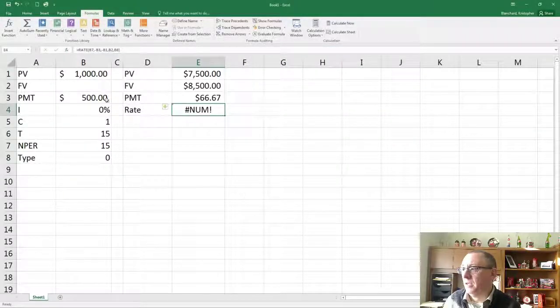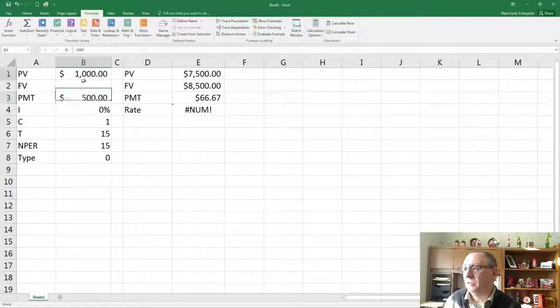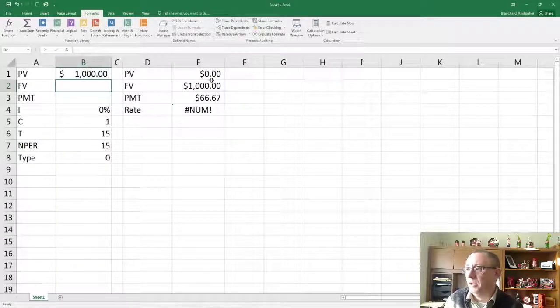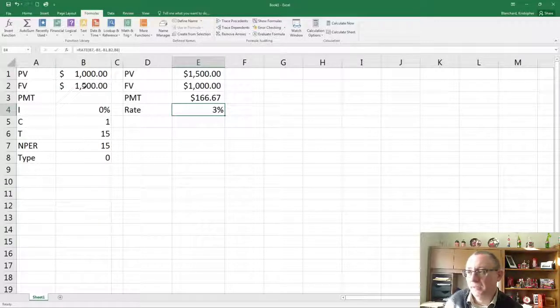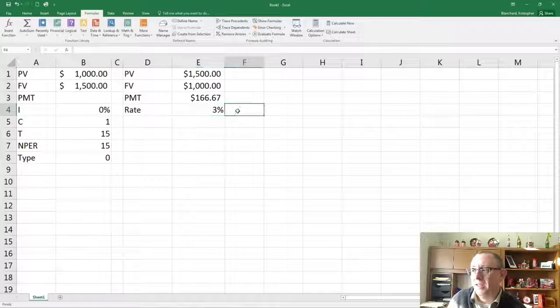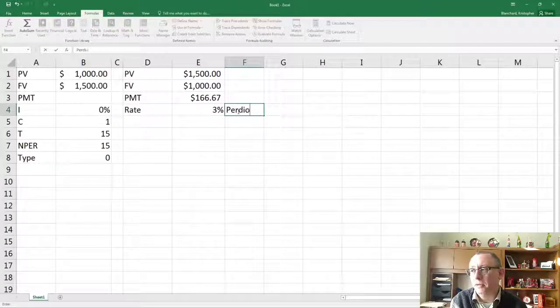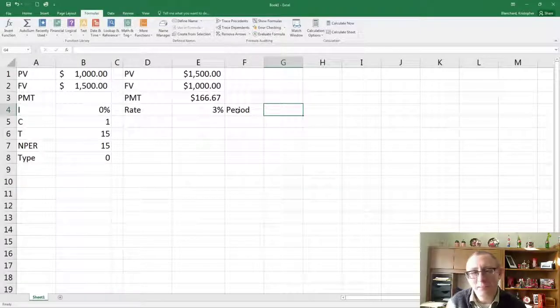So now as we go through, we have a payment of 1,000. I'm going to put in a future value of, say, 1,500. There we go. So once we have that, it calculates out as a nice percentage. Now it's important to note, this is per period. Right? So this is not an annual percentage rate, it's a per period rate.